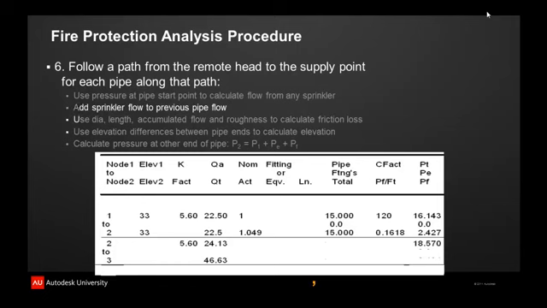The added flow, 24.13, added to the flow in the previous pipe, 22.5, gives us the 46.63. We use the diameter, the length, and that 46.63 gallons per minute to calculate the friction loss. We record all of that on our form. We use the elevation difference, again 33 at both ends, giving us an elevation change of 0. And then we can calculate the pressure at reference point 3, the other end of this pipe, by adding the starting pressure of 18.57 plus 0 plus 2.131 to get 20.707.